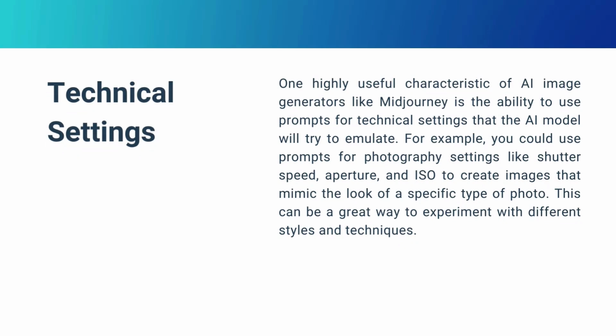Technical settings. One highly useful characteristic of AI image generators like Midjourney is the ability to use prompts for technical settings that the AI model will try to emulate. For example, you could use prompts for photography settings like shutter speed, aperture, and ISO to create images that mimic the look of a specific type of photo. This can be a great way to experiment with different styles and techniques.